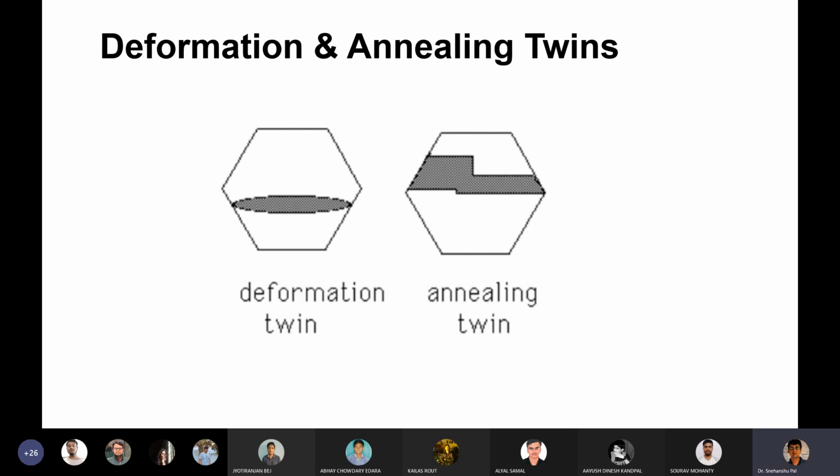So deformation twinning we have already discussed. During deformation, twinning occurs to accommodate the problems associated with slip or glide of dislocations. And in annealing twinning, during heating and cooling, if thermal stresses are created, that creates a scenario where you get a fraction of atomic movement with respect to atomic spacing, and then you are going to see the twin structure, also known as annealing twinning. Okay.